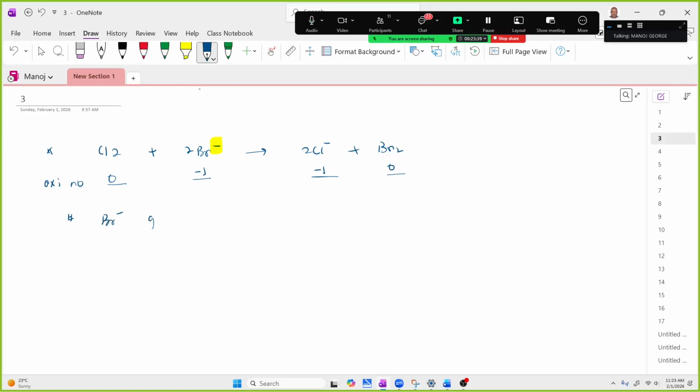Br minus got ___ since its oxidation number ___ from ___ to ___. So we want to fill up that table, please. What do you think happened to the Br minus? Do you think the bromide got oxidized or reduced? Could you just write short answers in the Zoom chat?